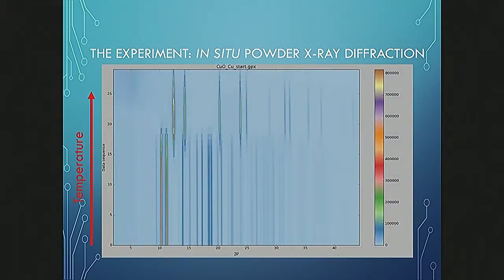By simply manipulating that plot and looking at it top down, you can see that the data sequence, which is on the y-axis, is just the temperature. So as the temperature increases, we're going higher up in our image number. 2 theta is still on the x-axis, and the intensity is displayed as the color plot. So here we can actually see, as the last group showed, this is the copper oxide that we have at low temperature, and as it heats up to higher temperature, we get the formation of copper metal. So at this point, we can start our refinement.